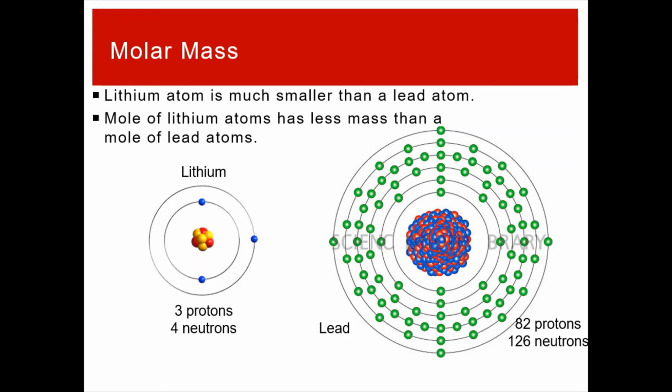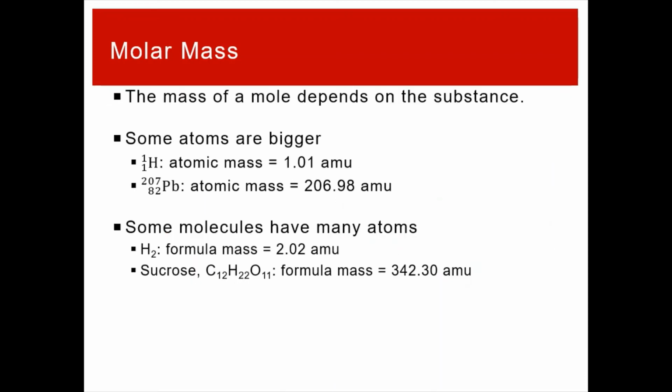So if you got groups that were the same size, a mole of lithium, a mole of lead, those masses are going to be different. Because each lithium atom is smaller, a mole of lithium is going to have a smaller mass than a mole of lead atoms. Same number of objects, different size objects. So the mass of a mole depends on the substance that you are counting.